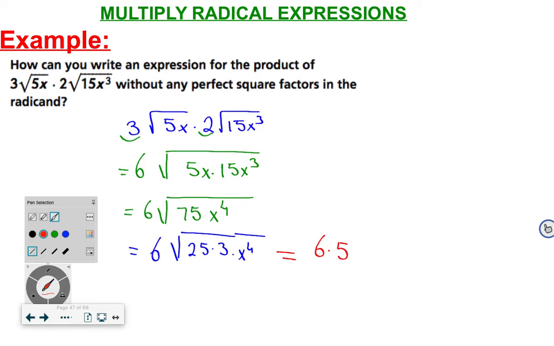First, how can I get 25 out of the root? As a 5. Can you take the 3 out of the root? No, leave it. Can I take the x to the power 4 out of the root? Yes, as x squared, and the only number left inside the radical is 3. So if you multiply this, 30 x squared radical 3 is going to be your answer.